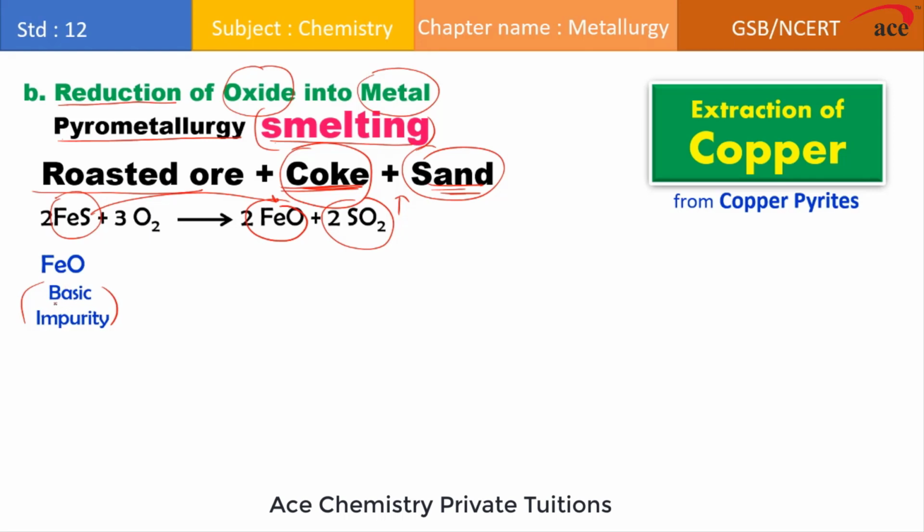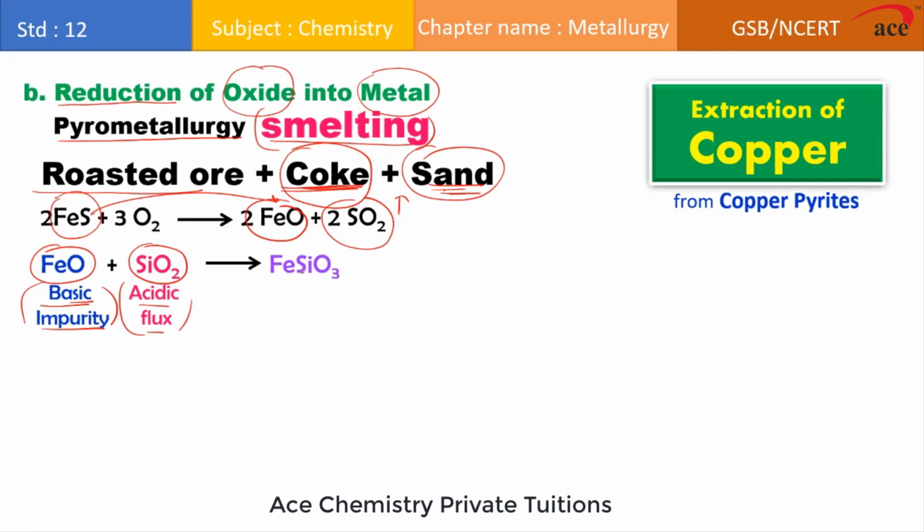So if the impurities are basic, to remove them we add an acidic flux. So here the component of sand is what? SiO2, that is silicon dioxide. It is acting as what? Acidic flux. So this basic FeO combines with the acidic flux SiO2 and forms an easily fusible mass.